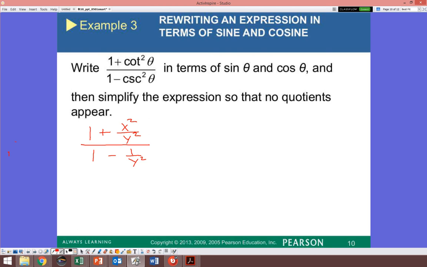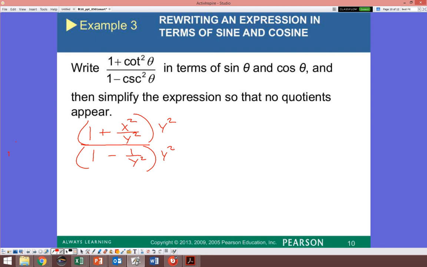Okay. So now this is one way of writing it in terms of sine and cosine. Then simplify the expression so that no quotients appear. That means no what? Fractions, right? No fractions. So we're going to get rid of fractions on this. Now, this is algebra right here. What is the common denominator for both top and bottom? Y squared. So I'm going to multiply both by y squared.